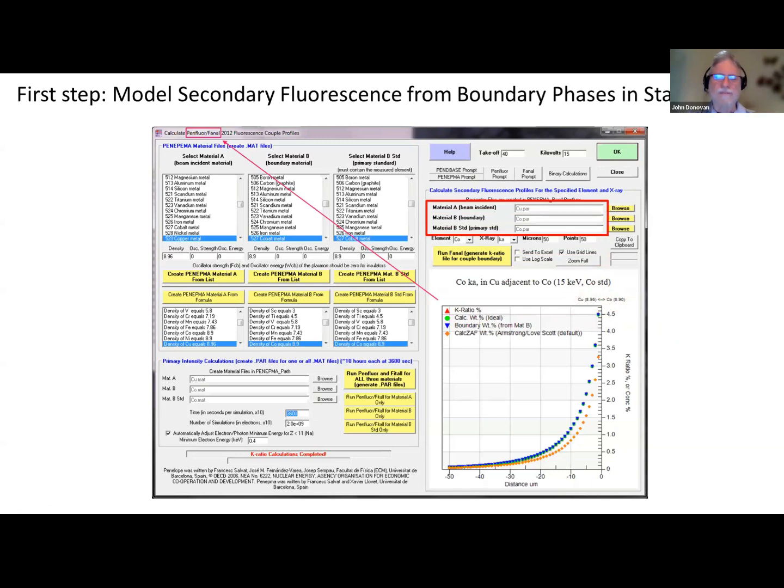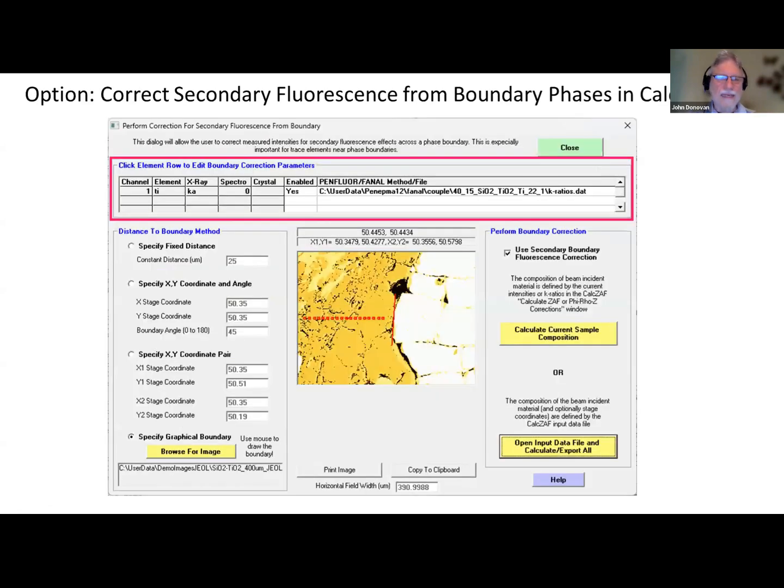Okay, we can model it now, thanks to the work by Xavier Llovet and Francesc Salvat at the University of Barcelona. And then you have the option. If it's a problem, you can correct for it. If it's a tiny problem, you can just subtract it from your spreadsheet. If it's a larger concentration that's going to change the matrix effects, then you want to actually do it in the matrix iteration. And CalcSAF actually has a method where you can do that.